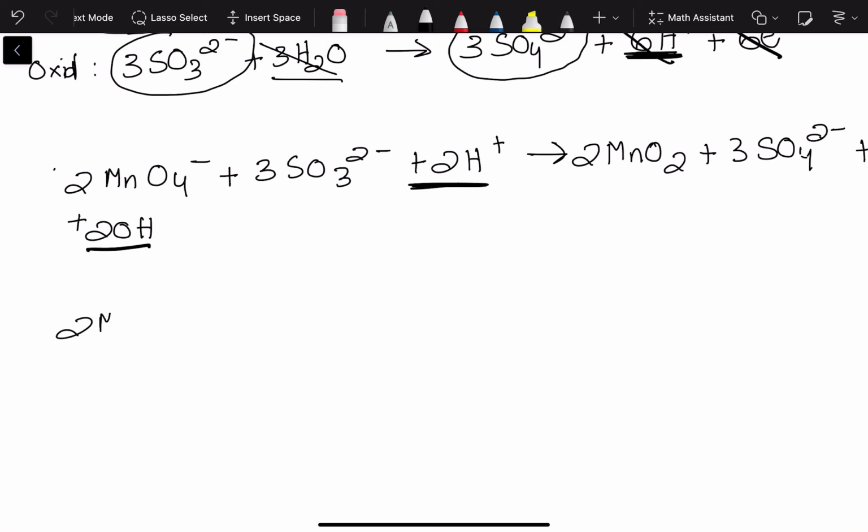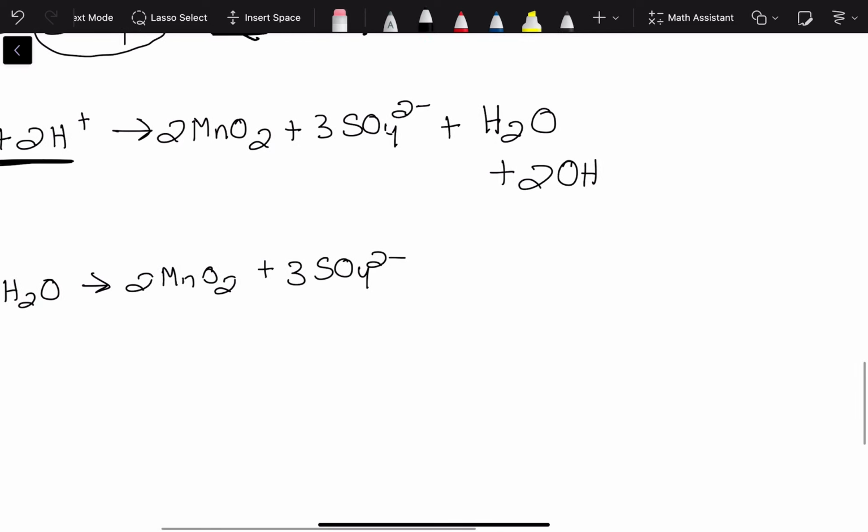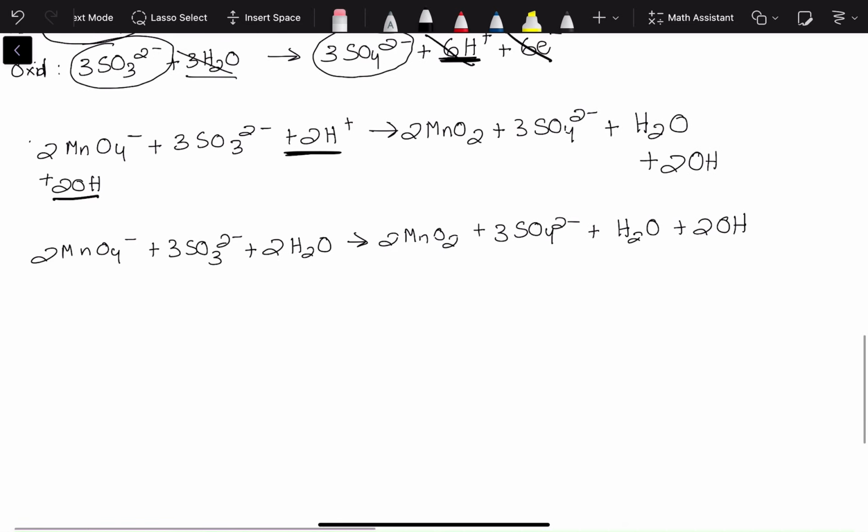Okay, so by doing this, we can combine the OH minus and the H plus to give us H2O. So we have 2 MnO4 minus, these do not change. And now we have 2 H plus and 2 OH minus, which will give us 2 H2O molecules. And on the right side, we have 2 MnO2 plus 3 SO4 2 minus plus H2O plus 2 OH minus. Okay, now one final thing to do is cancel out the H2Os because we have some on both sides. So we have 1 H2O over here that cancels out, and the 2 cancels out here to give us 1 remainder. We have 1 H2O.